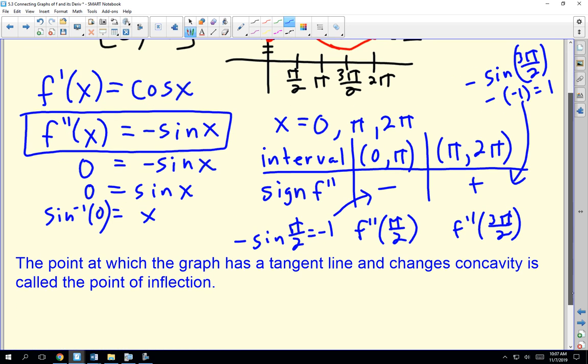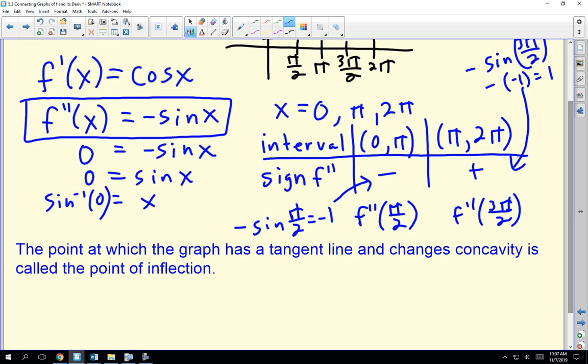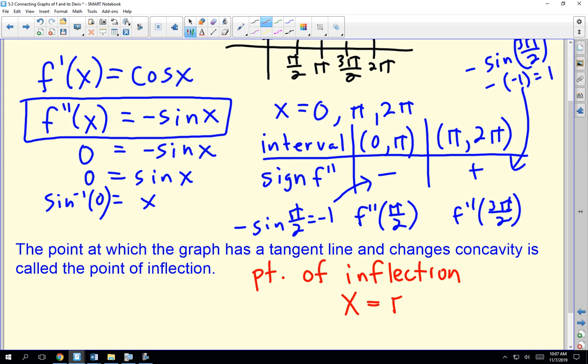So one more note here. The point at which the graph has a tangent line and changes concavity is called the point of inflection. So here, the point of inflection is exactly x equals pi. If you could write that down: the point at which the graph has a tangent line and changes concavity is called the point of inflection. The fact that it has a tangent line means it's differentiable.